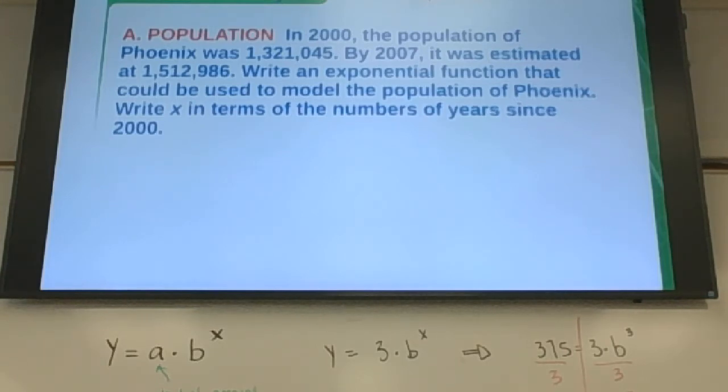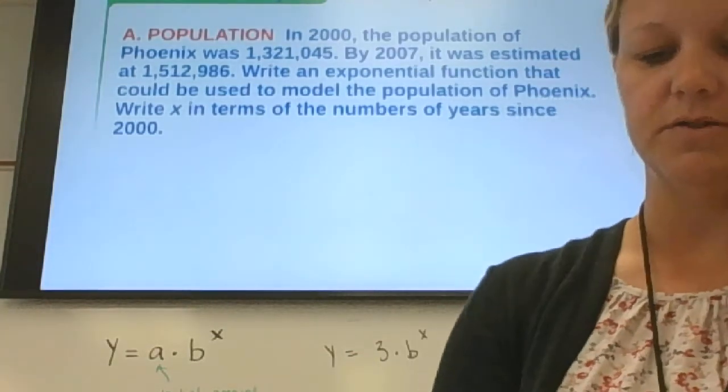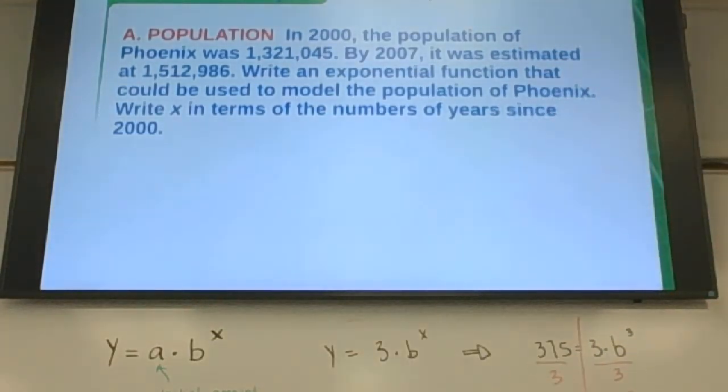By 2007, it was estimated at 1,512,986. Write an exponential function that could be used to model the population of Phoenix. X is the number of years since 2000. So you need a calculator. Have your calculators ready. It's the same steps as these two ordered pairs.